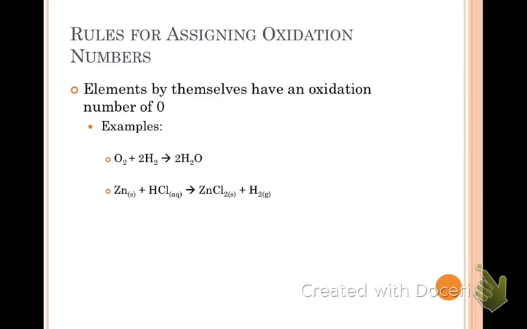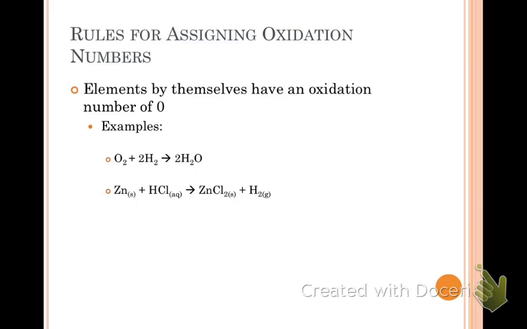The first rule is pretty self-explanatory. If an element is by itself, it's not going to be sharing or transferring any electrons, so it's going to be neutral. It's going to have a charge of 0. So here we have two different chemical equations, and we're going to figure out what the charges are for at least some of the elements in these equations.